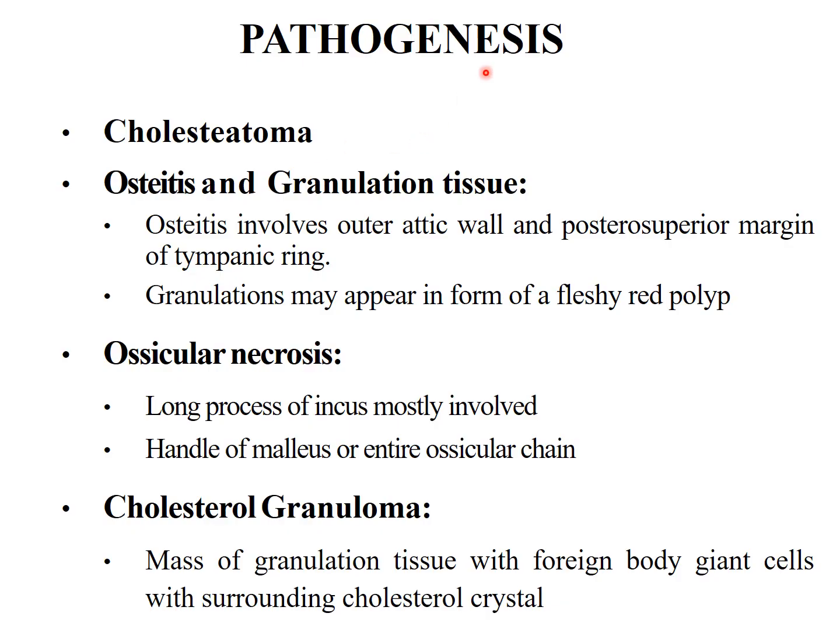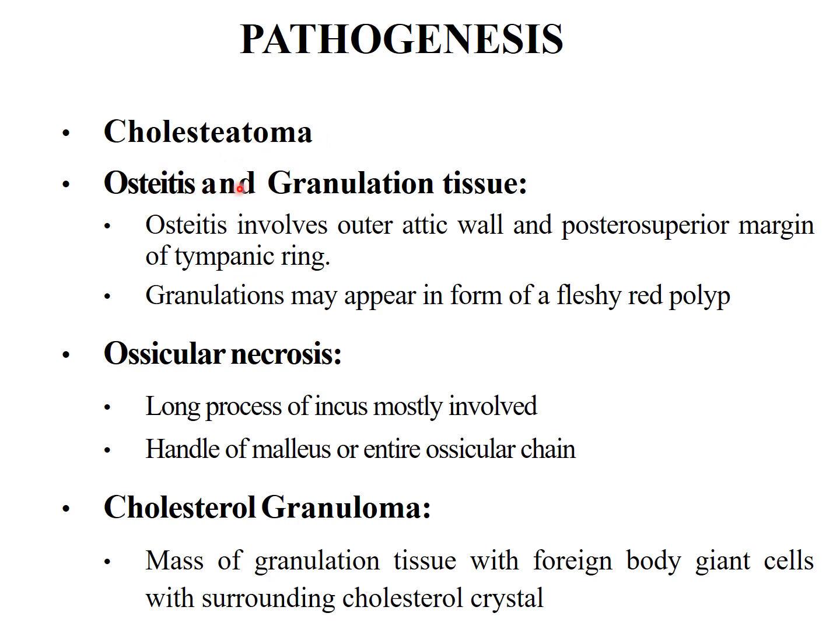So pathogenesis for Atticoantral disease, number one is the cholesteatoma. It should be understood that cholesteatoma is not a separate disease or diagnosis. It is basically the underlying pathology in Atticoantral disease. We will discuss cholesteatoma in detail in upcoming slides.